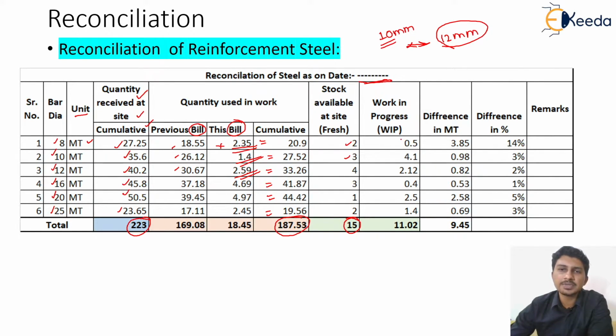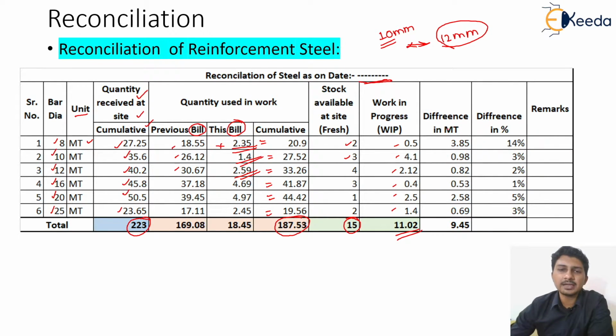Then work in progress means the quantity that is still in the cutting process, or just being casted, or going to get casted in concrete and so on. That work in progress quantity will be given to you by the engineer in charge of that particular block. That is 11.02 metric ton.